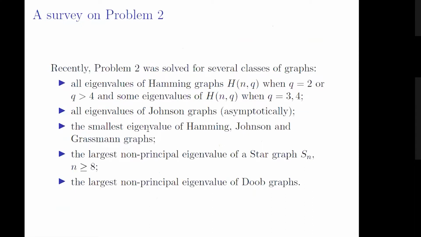Let us make a survey on problem 2. Recently, problem 2 was solved for several classes of graphs: all eigenvalues of Hamming graphs H(n,q) when q is equal to 2 or q is greater than 4, and some eigenvalues of the Hamming graphs H(n,q) when q is equal to 3 or 4; all eigenvalues of Johnson graphs; asymptotically, the smallest eigenvalue of Hamming, Johnson, and Grassmann graphs; the largest non-principal eigenvalue of a star graph S_n when n is greater or equal to 8; and the largest non-principal eigenvalue of Doob graphs.